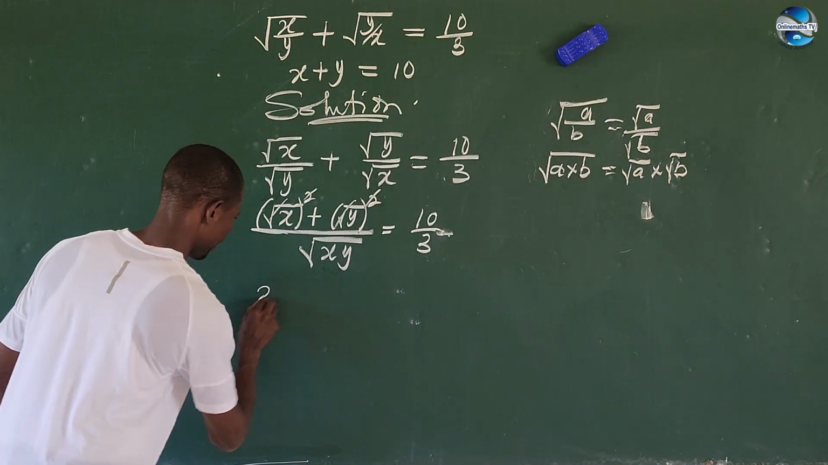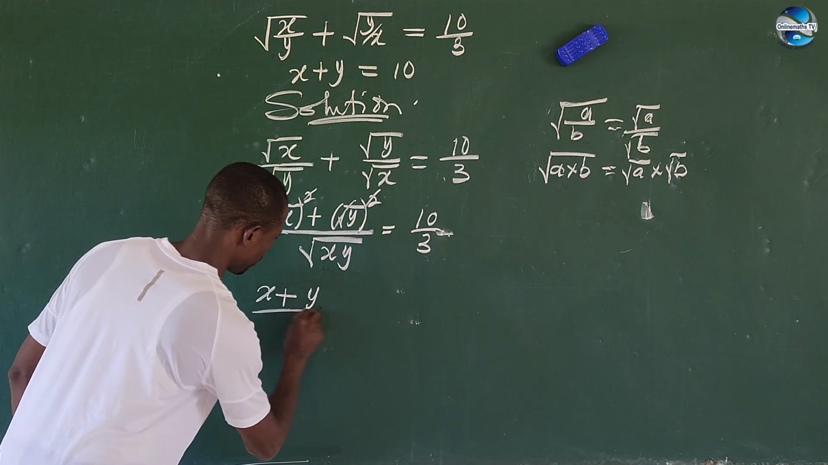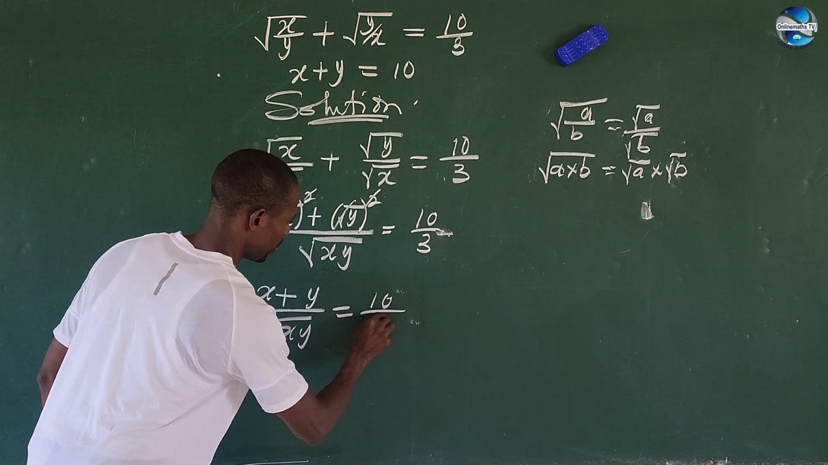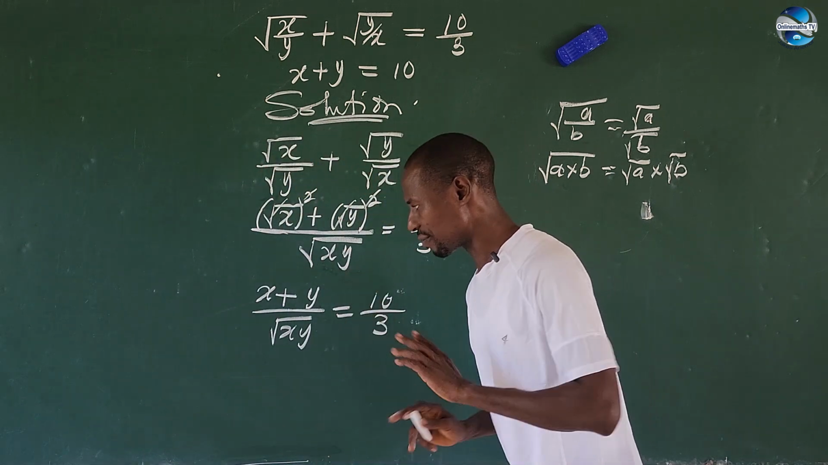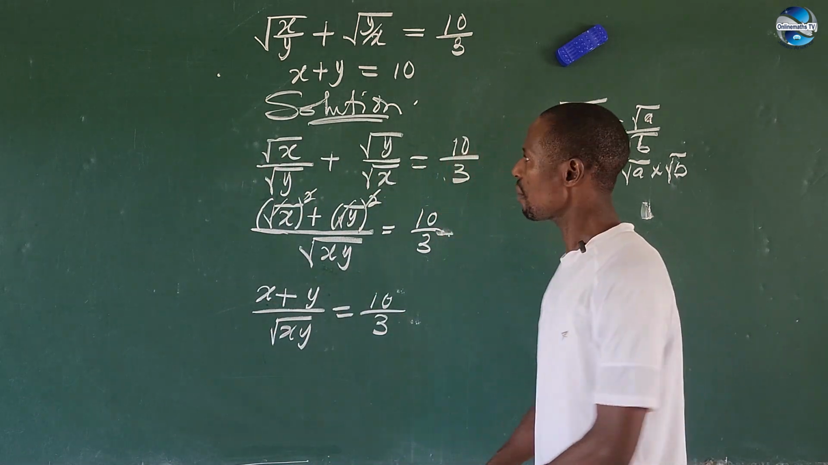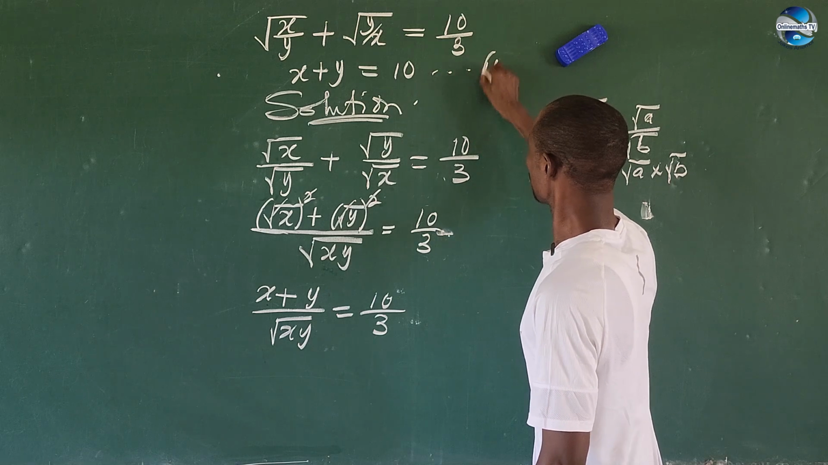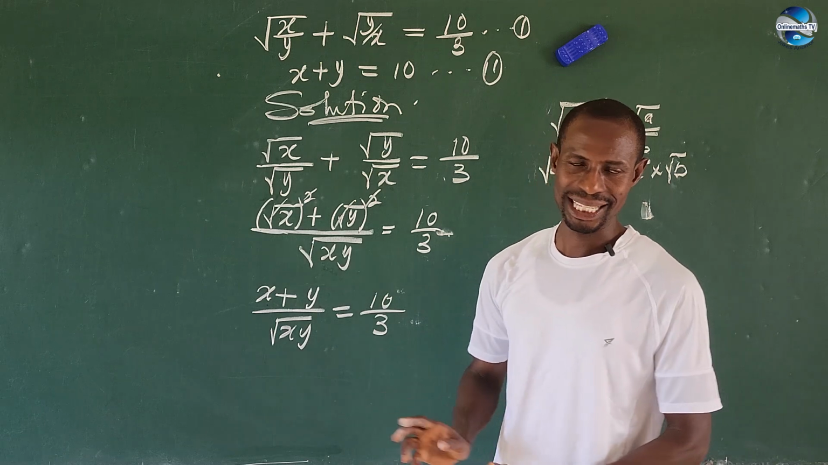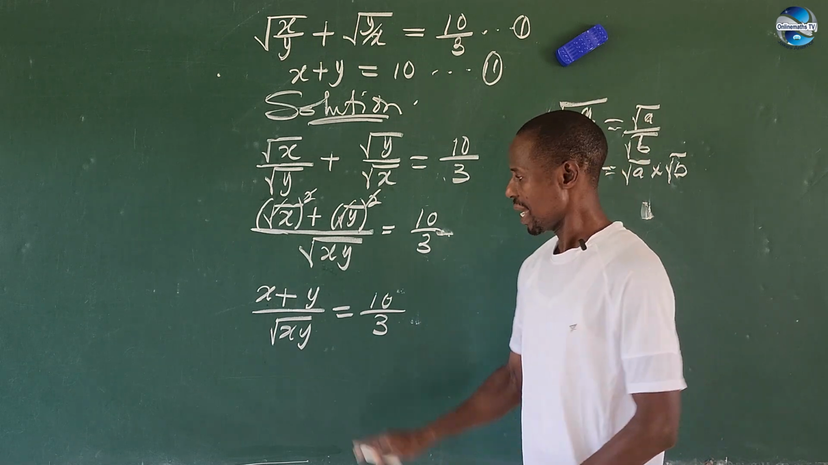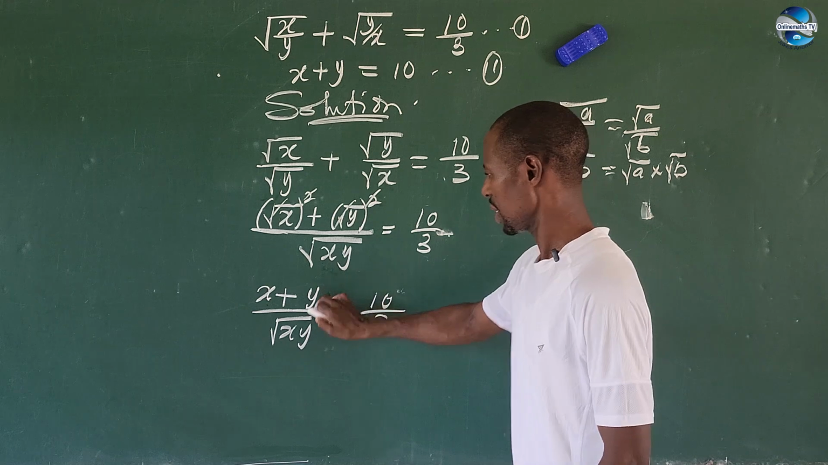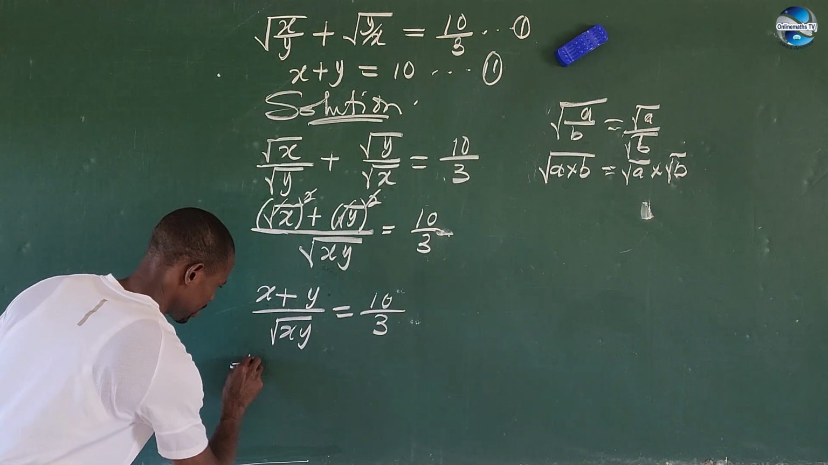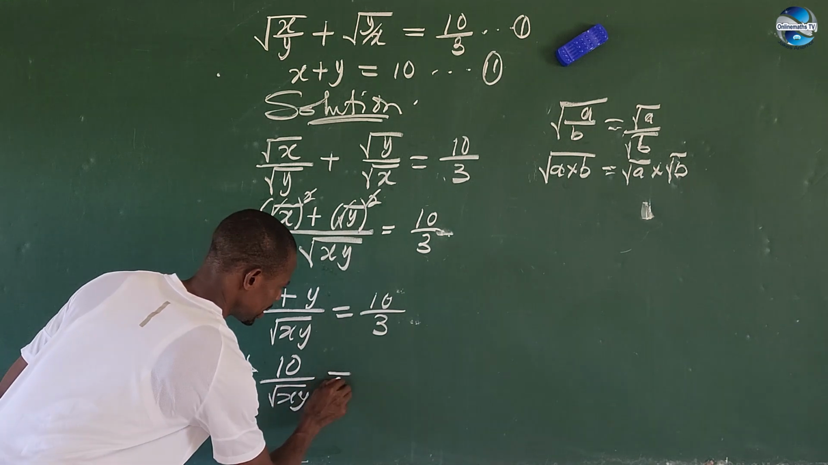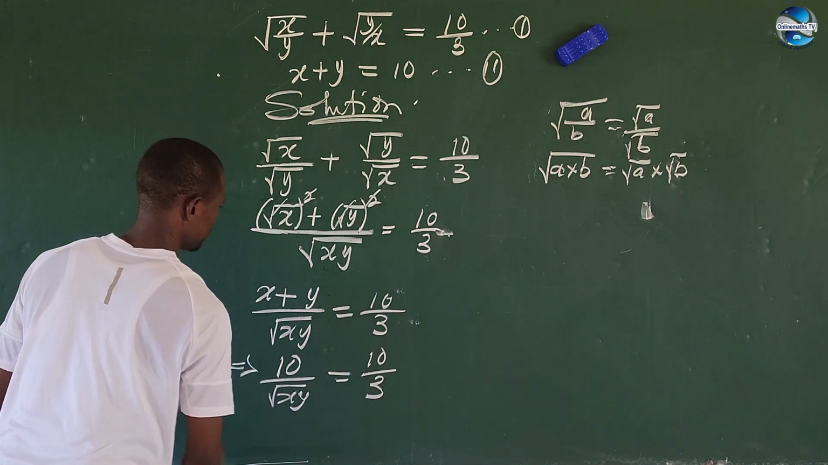And so we now have our x plus y all over the square root of xy equal to 10 all over 3. Now, what do you observe from here? We are having x plus y. Then recall our equation 2. I said, let's call this equation 2, then this equation 1. So what is our equation 2? Our equation 2 is x plus y equal to 10. And that is what we have here. So let's go ahead and substitute that in here. So this now implies 10 all over the square root of xy. This is equal to 10 all over 3.